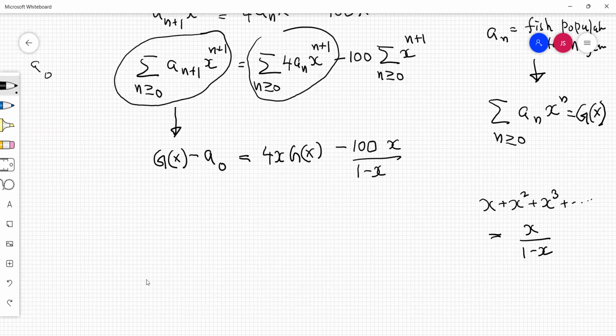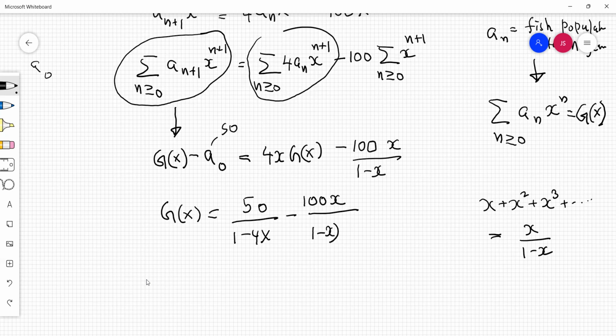I think I don't need to do the calculation. You can show gx is equal to, and you know that this is equal to 50 also, right? So gx is equal to 50 over 1 minus 4x minus 100x over 1 minus 6, 1 minus 4x. Actually, that is the generating function for an. If you know that one, that means you know the an.